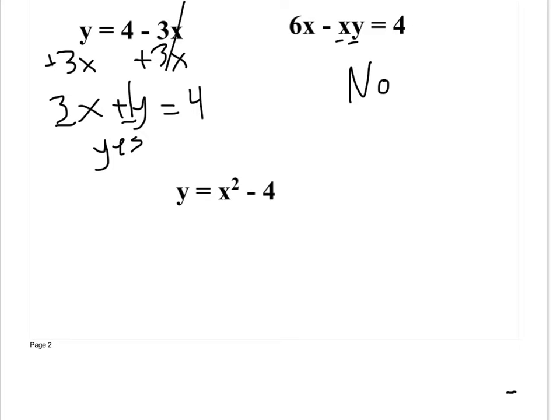Any questions there? So whenever it's like that, it's always going to be a no? That would be a no. This x needs to be a number. If that was this, it would be a yes, right?